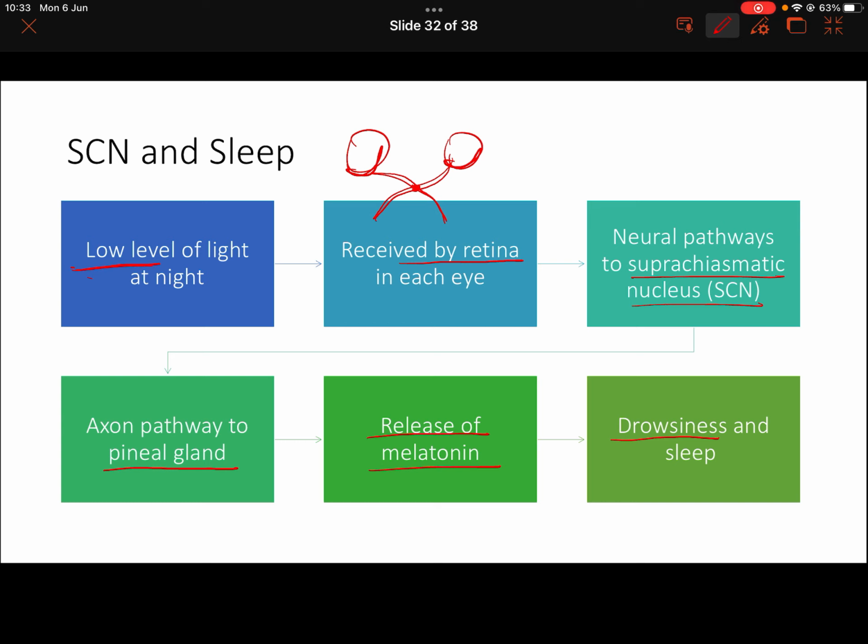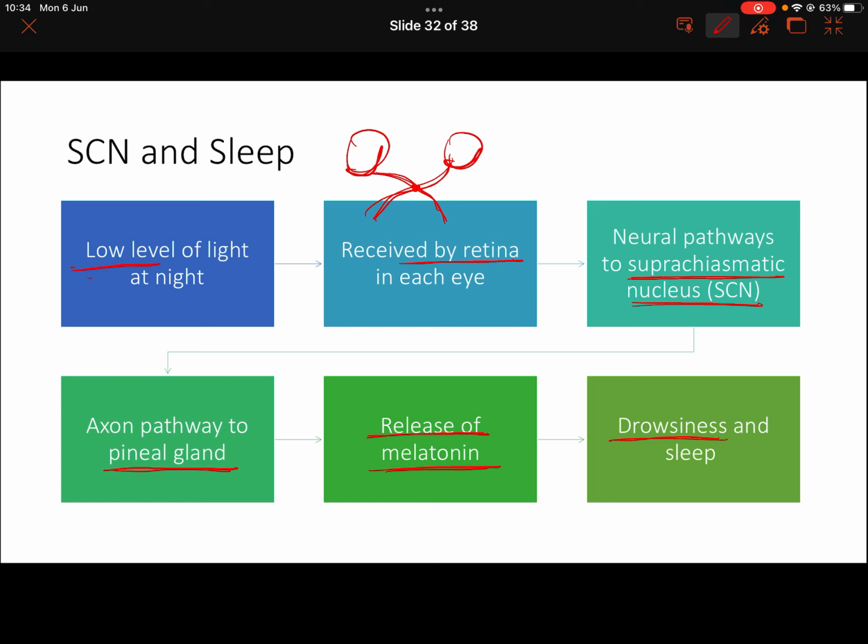When there's low levels of light, that information is received by each retina. The suprachiasmatic nucleus is then going to receive that information via these neural pathways. There are further pathways that connect this SCN to the pineal gland. When there are low levels of light, the pineal gland will release melatonin, which induces drowsiness and sleep. And this is why at nighttime we feel sleepy, and then during the daytime we feel more awake.